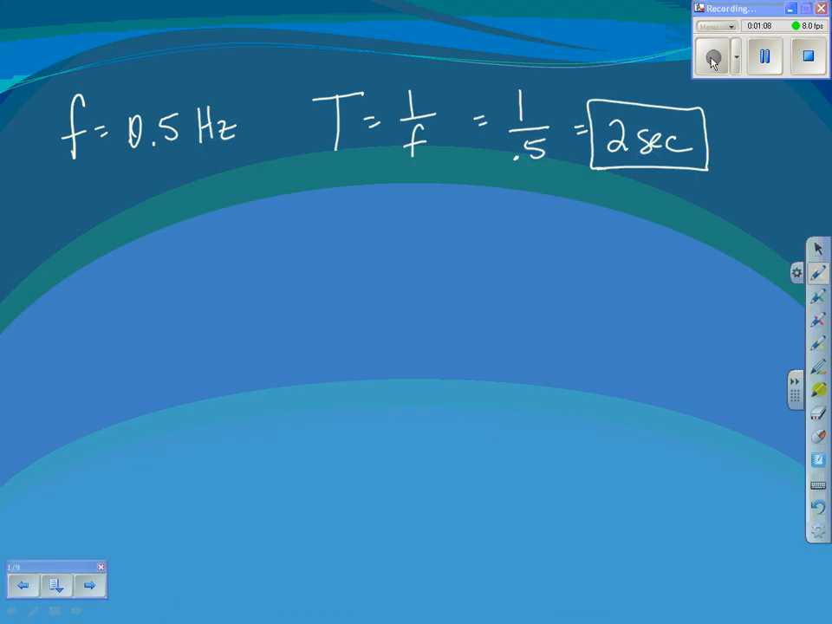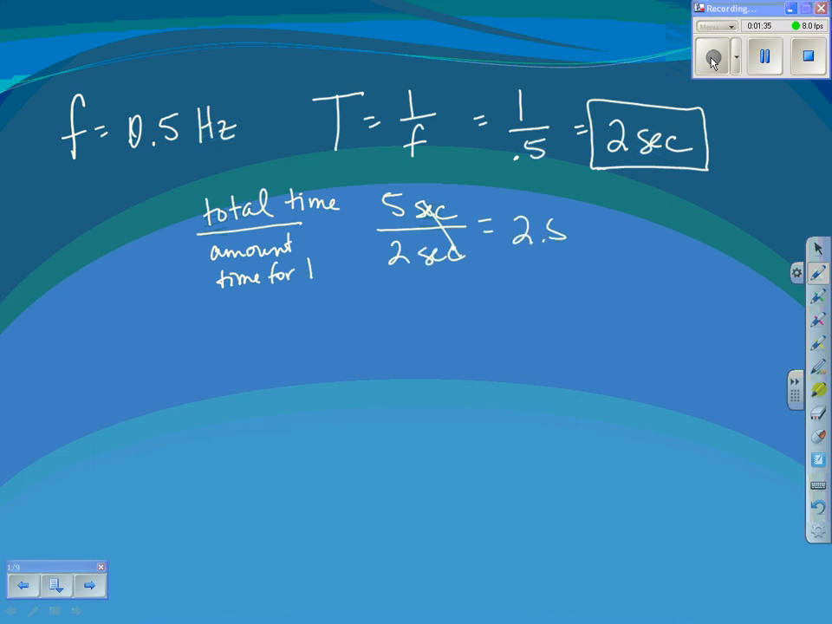Now we're told if he spins around for 5 seconds, so he has a total amount of time, and we know the amount of time for 1 turn. Total time we're told is 5 seconds, and to do 1 turn it takes 2 seconds. So how many revolutions will he be able to do? 2.5 revolutions, or spins. All right, that was number 1.